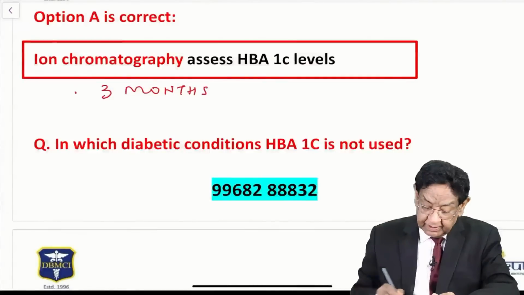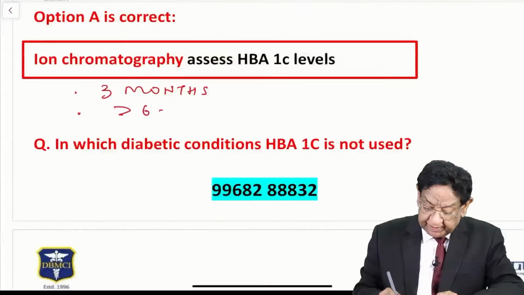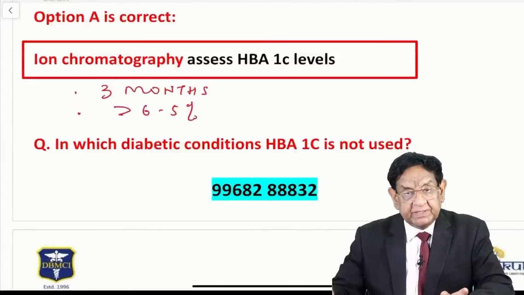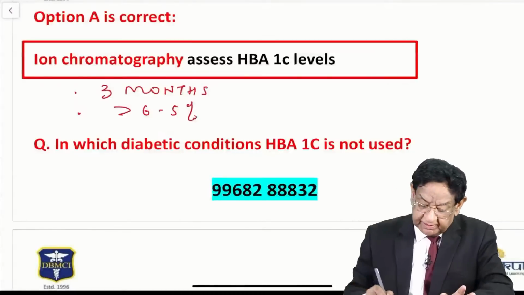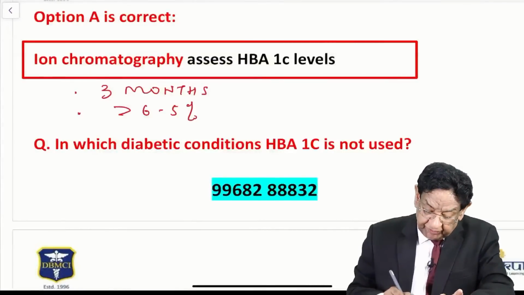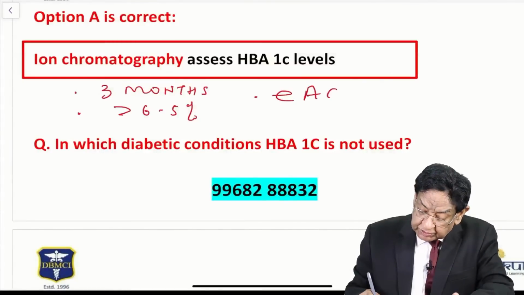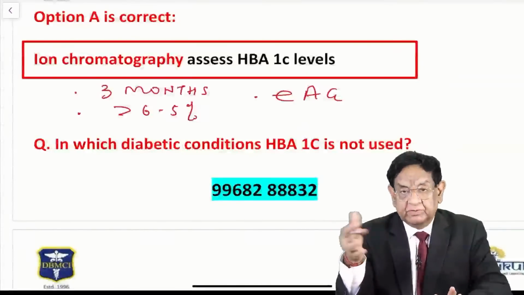Okay. We also know that now HbA1c more than 6.5% is also a diagnostic criteria for diabetes. That also we know. And one more thing, again a biochemistry question, is that by HbA1c we estimate average glucose, the estimated average glucose, which correlates very well to the HbA1c.